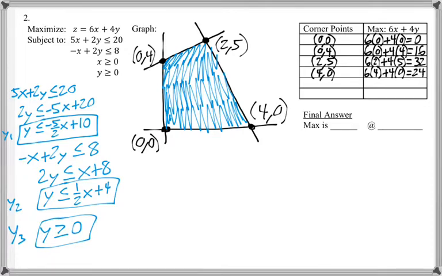So the largest value that we get here is the 32. So that is going to be our final answer. The maximum is 32, and this happens at (2, 5). So this equation can get no bigger than 32.